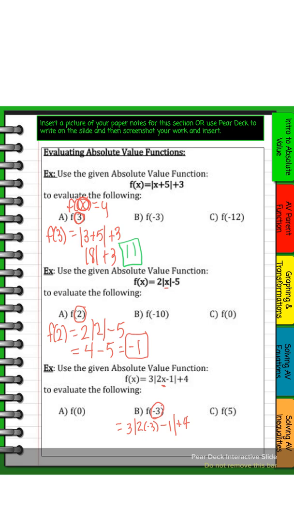So let's figure out what that is. 2 times negative 3 is negative 6, and then negative 6 minus 1 is negative 7. So we're going to have 3 absolute value, negative 7, plus 4. Okay, so then the absolute value of negative 7 is 7, so you're going to have 3 times 7 plus 4. So that would be 21 plus 4, which is 25. And so that is your answer.